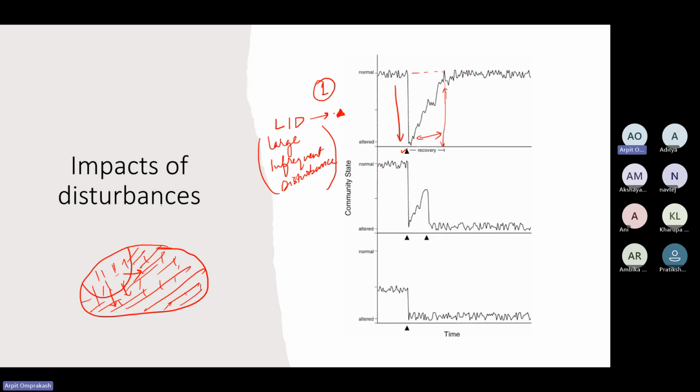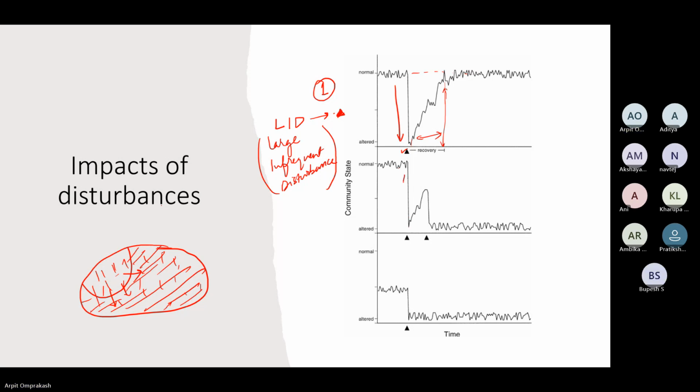In the second graph, we can see that the community state is initially normal. First we have a large infrequent disturbance here, so the community goes to an altered state. Then slowly the community tries to recover, but it has not recovered fully yet. We then have another large infrequent disturbance, and probably because of that, the community enters an altered state and is not able to bounce back. So how might this happen?